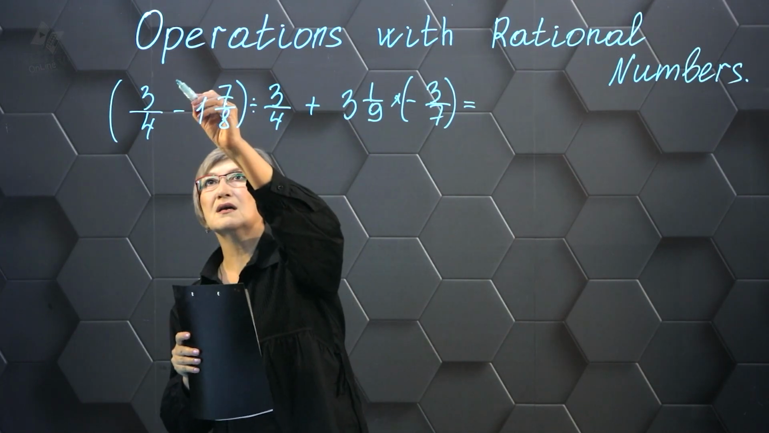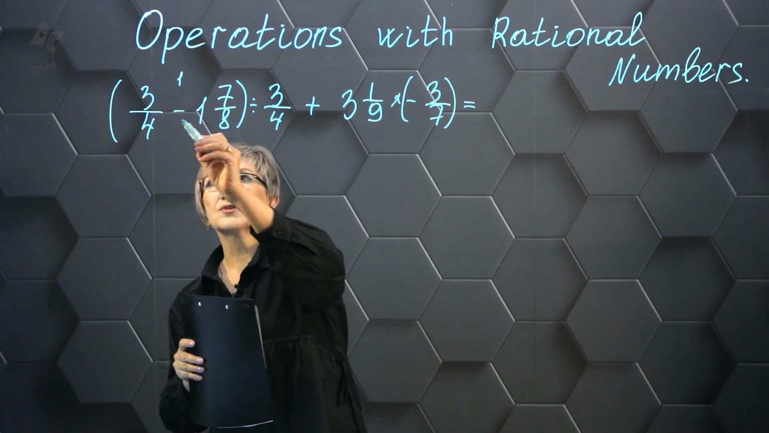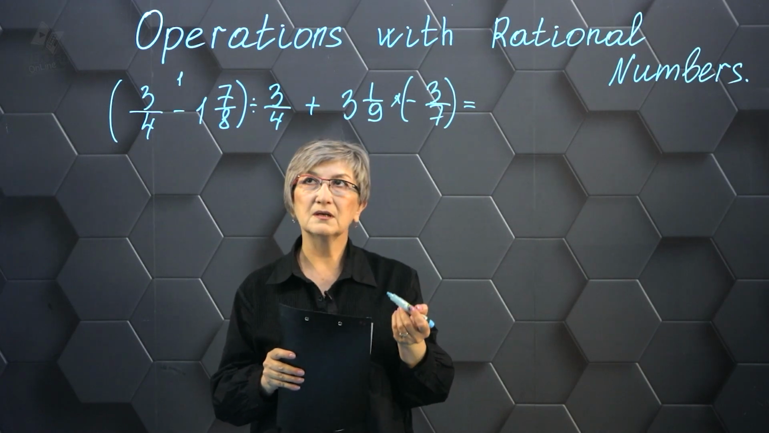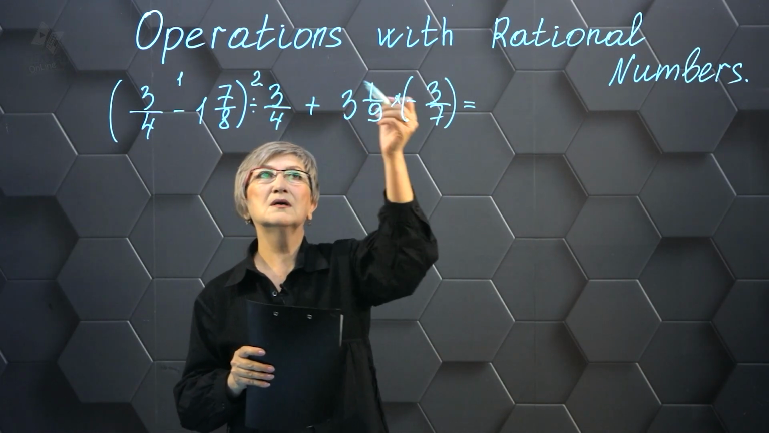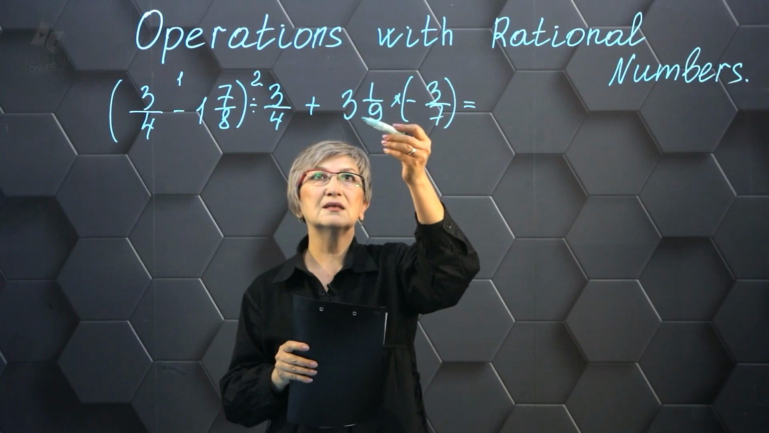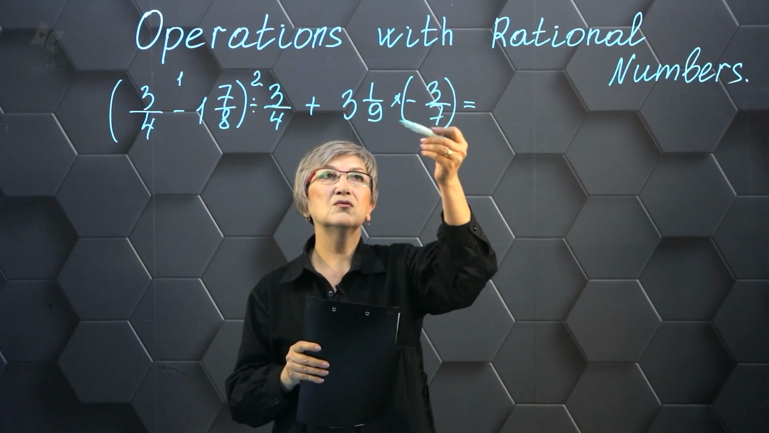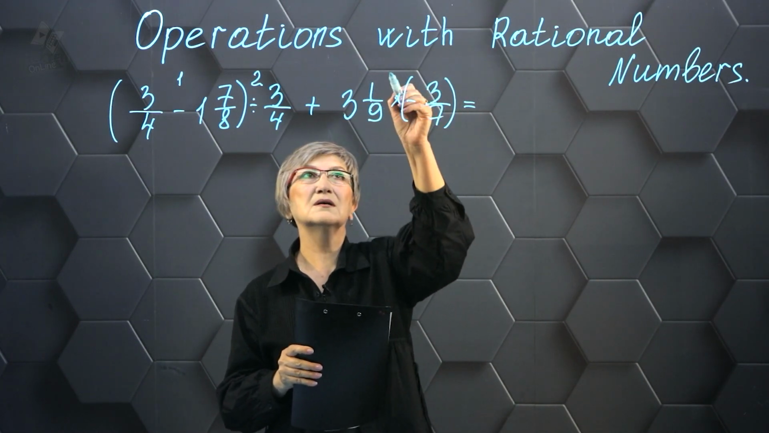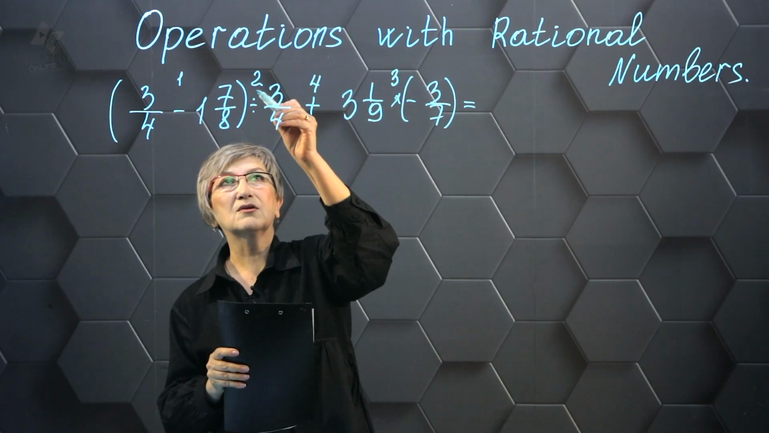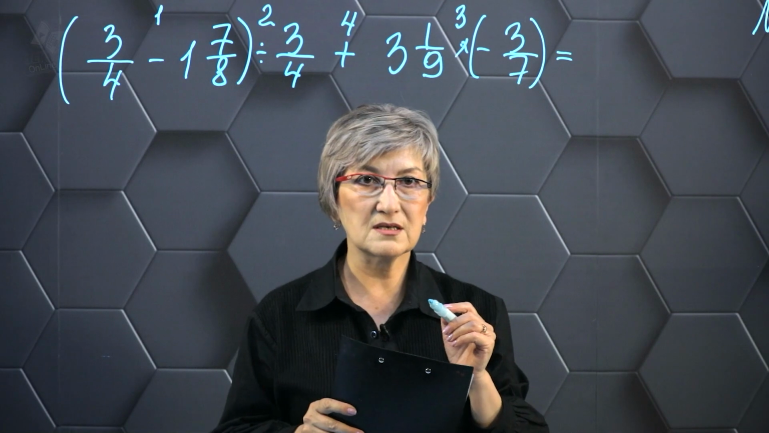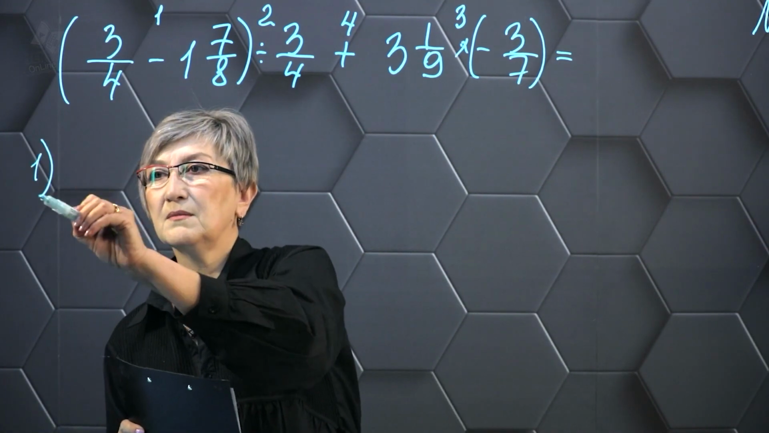The first step, 3/4 minus 1 whole 7/8. We will divide the result of this action by the fraction 3/4. The next action is 3 whole 1/9 times minus 3/7. This is the third action. The fourth action is the result of the second action plus the result of the third action. Write it down.